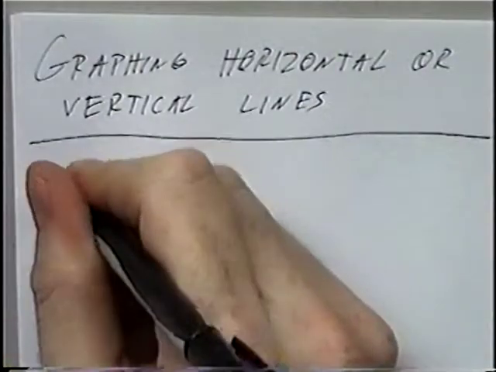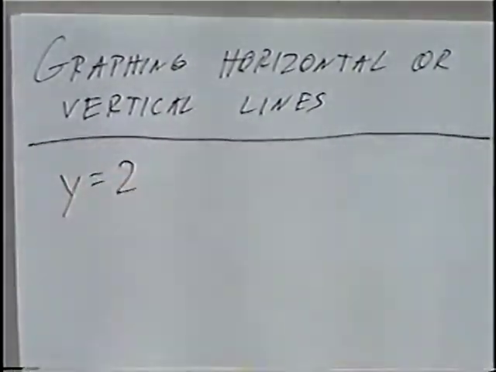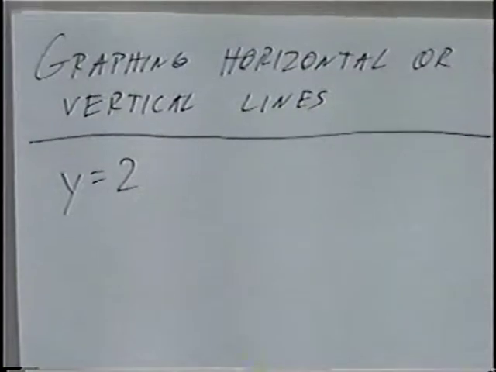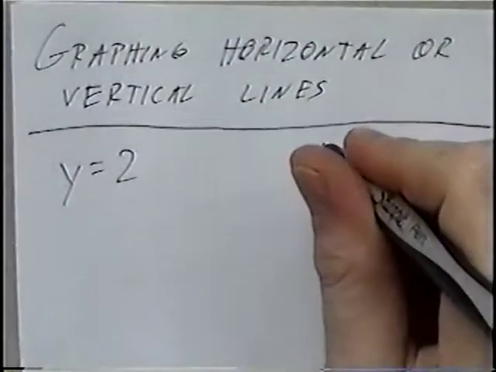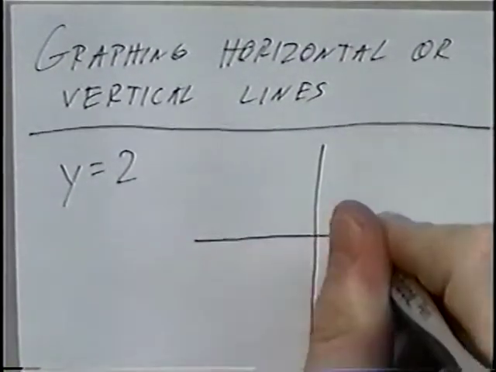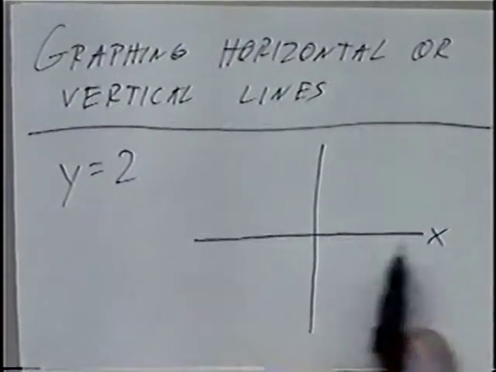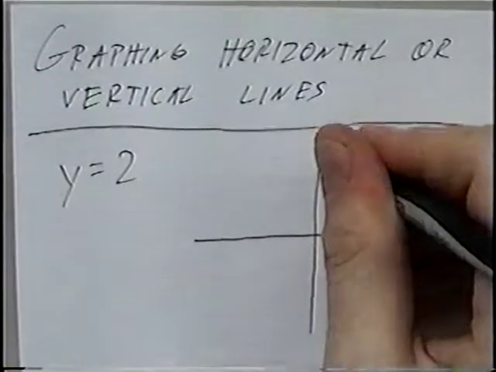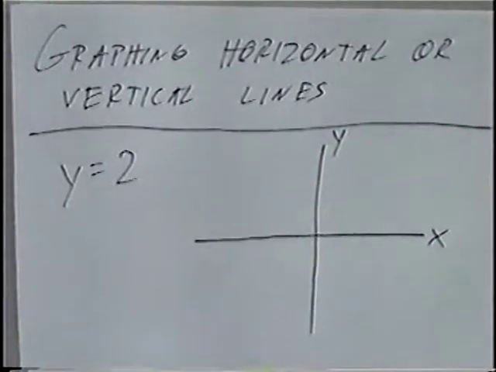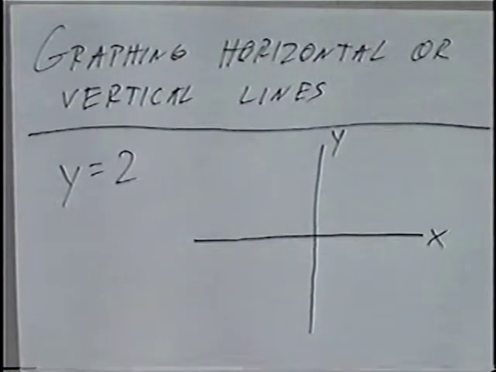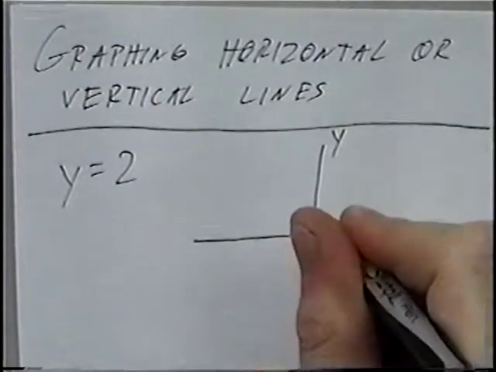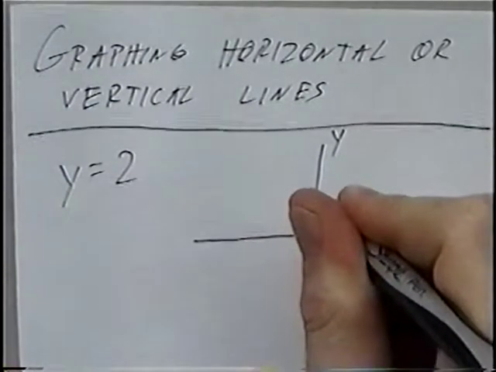First question, or first equation, is y equals 2. To graph this, we can draw a XY axis. The x-axis again goes left to right or horizontally, and the y-axis goes up and down or vertically. If we have y equals 2 on the y-axis, we can go up 2 spots and put a point at y equals 2.